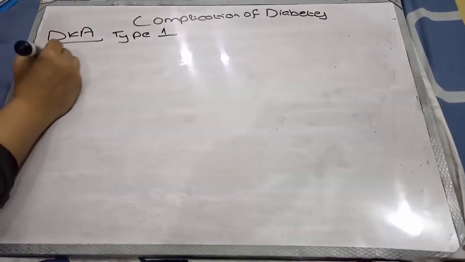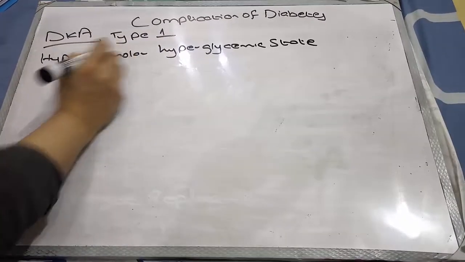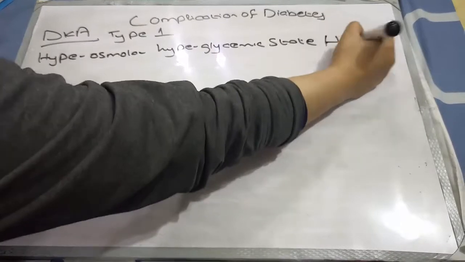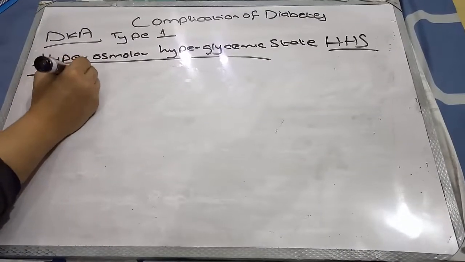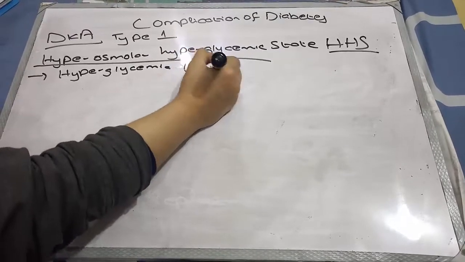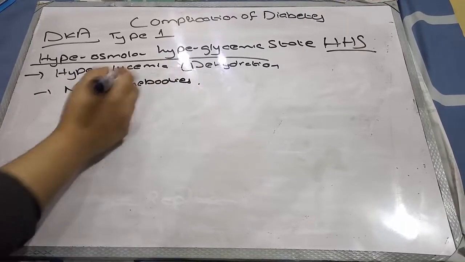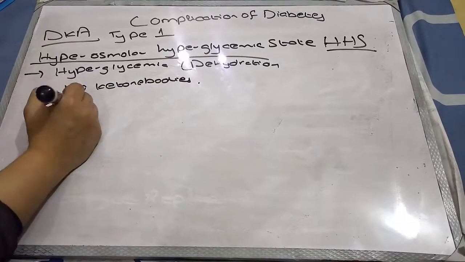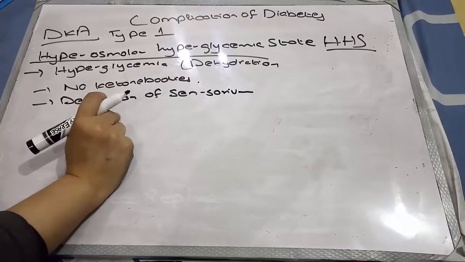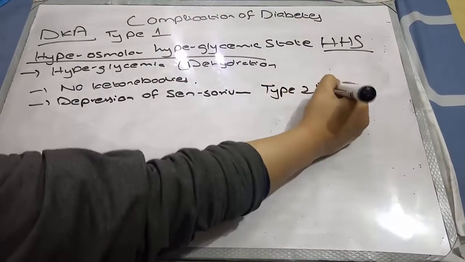So what is hyperosmolar hyperglycemic state, which we can also call HHS? It is characterized by hyperglycemia, hyperosmolarity with dehydration, but there are no ketone bodies. There is depression of sensorium. HHS occurs frequently in people with type 2 diabetes.